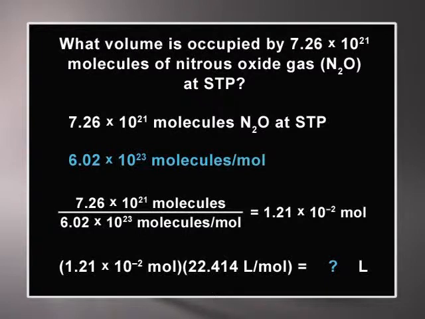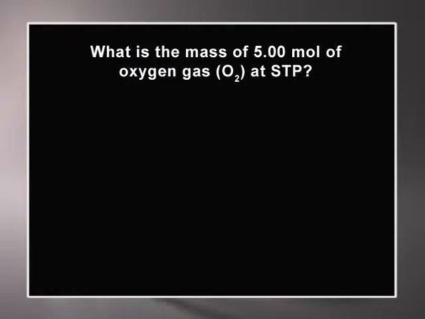Now that I know the number of moles, I can find the number of liters, since I know that 1 mole just occupies 22.414 liters. Therefore, 1.21 times 10 to the minus second moles times 22.414 liters for 1 mole gives me a volume of 0.271 liters. And one final problem. What is the mass of 5 moles of O2 gas at STP?